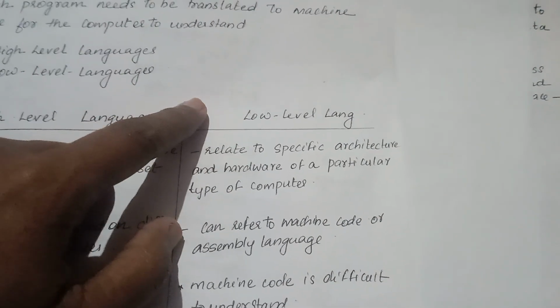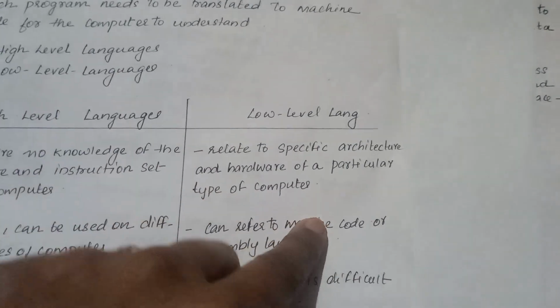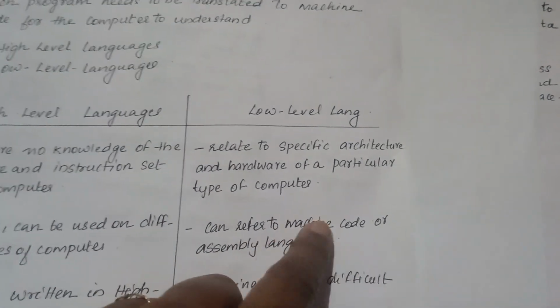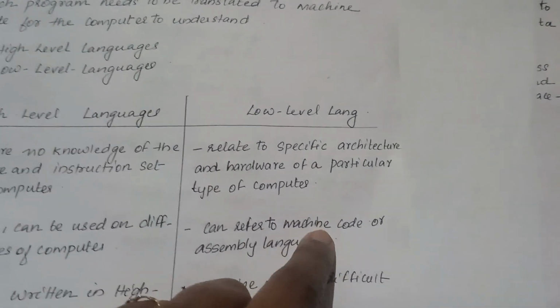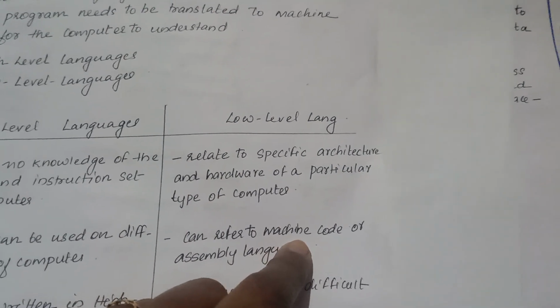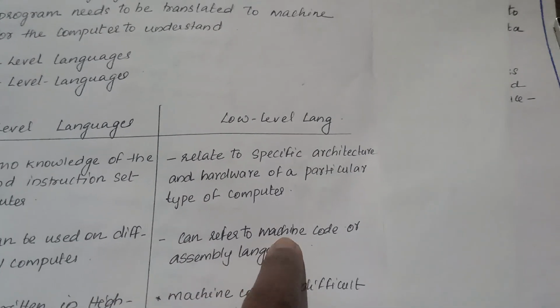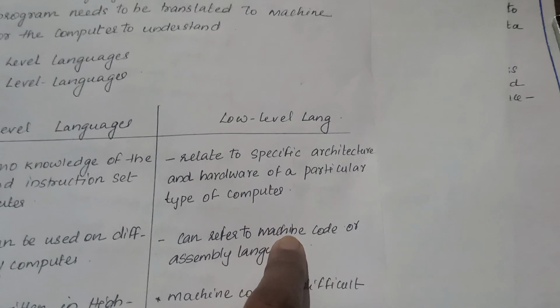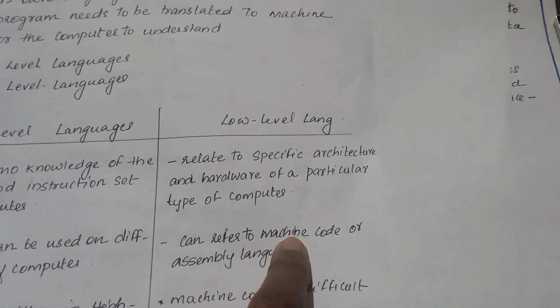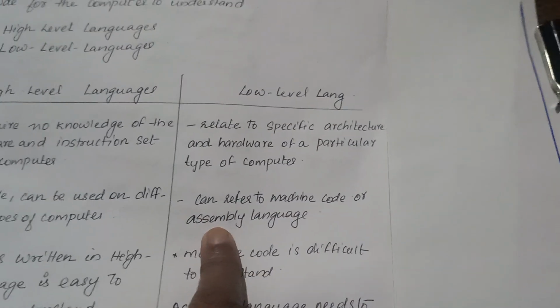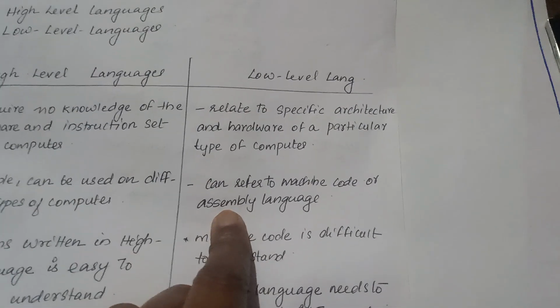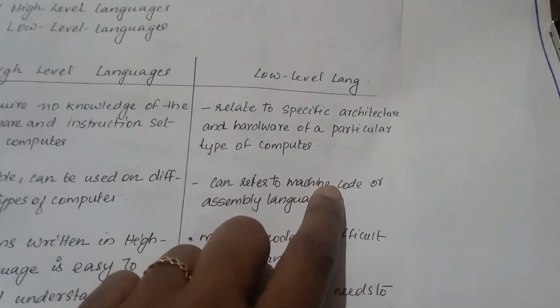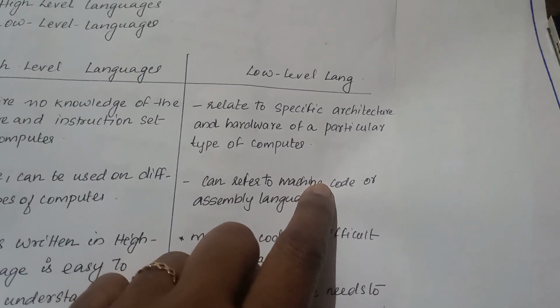Low level language is either machine code or an assembly language. Both are understood by the systems. Machine code is exclusively computer language, so there is no need of translating any program written in machine code. Assembly language is a low-level language. Programs written in assembly language should be converted to machine code.